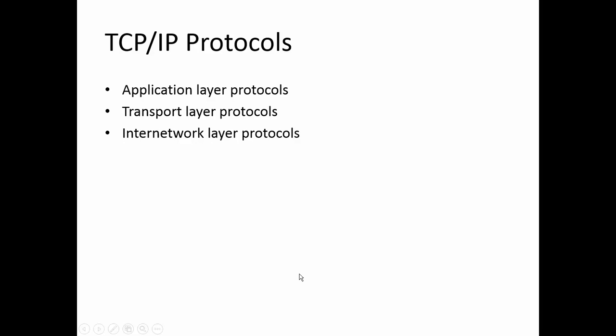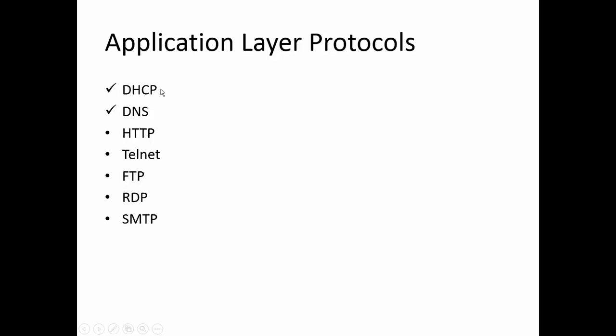But let's look at some other TCP/IP protocols, and they fall into three general categories: application layer protocols, transport layer protocols, and internet layer protocols. Let's start out with application layer protocols. Now, the first two application layer protocols we are already familiar with, the Dynamic Host Configuration Protocol and DNS. But let's look at some of these other protocols as well.